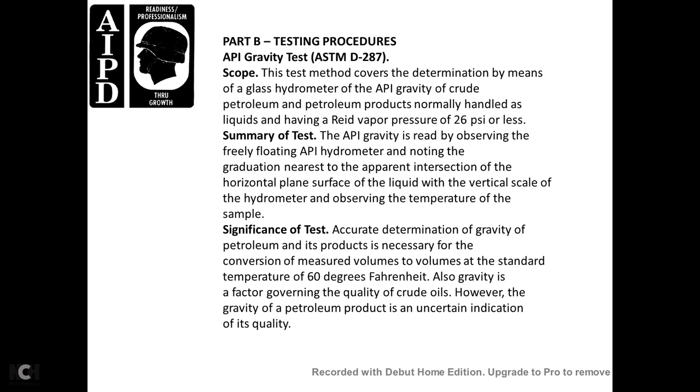Summary of the test: the API gravity is read by observing the free-floating API hydrometer, noting the graduation nearest the apparent intersection of the horizontal plane of the liquid surface with the vertical scale of the hydrometer, and observing the temperature of the sample. Accurately determining the gravity of petroleum and its products is necessary for the conversion of measured volumes to standard volumes at the temperature of 60 degrees Fahrenheit. Gravity is also a factor governing the quality of crude oils. However, the gravity of a petroleum product is an uncertain indication of its quality.